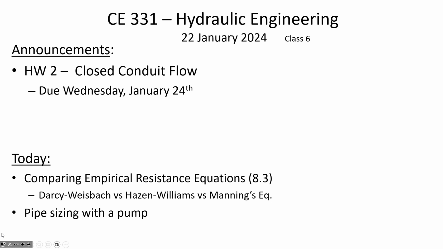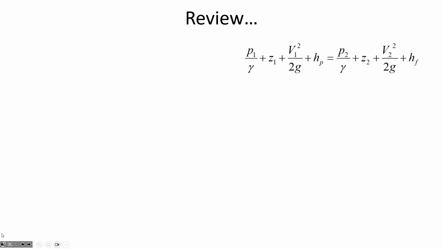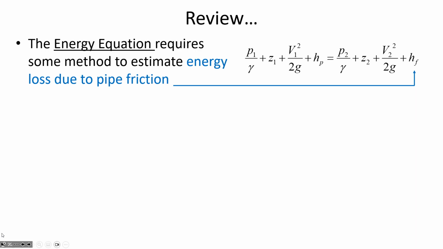All right, let's recap. What's the name of this equation? That's right. Good, James. That's the energy equation. So what we've been doing the last couple of class meetings is discussing ways to estimate the energy loss due to pipe friction, H sub F. And everything else in the energy equation we can calculate directly or would be given in a problem statement.